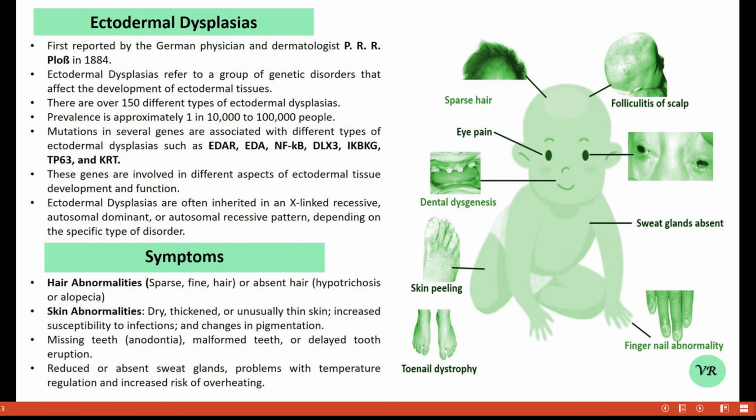Dental abnormalities are missing teeth, that is anodontia, or malformed teeth or delayed tooth eruption, and thinner, softer tooth enamel can increase the risk of cavities. Cleft lip or palate. Sweat glands are reduced or absent, which can lead to problems with temperature regulation and increased risk of overheating. Difficulty with breathing or feeding due to absent or underdeveloped salivary and mucus glands.